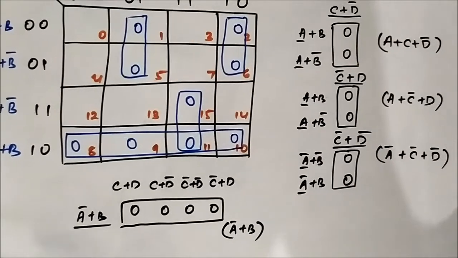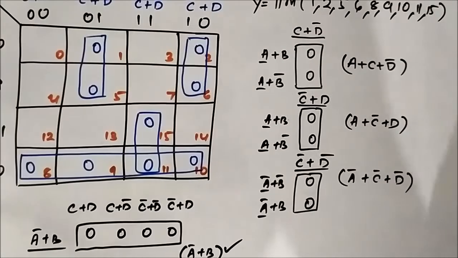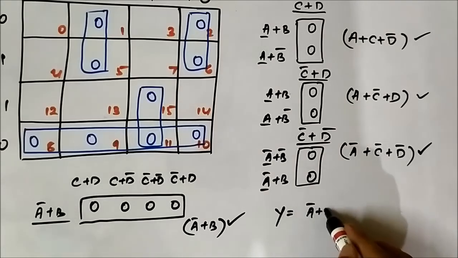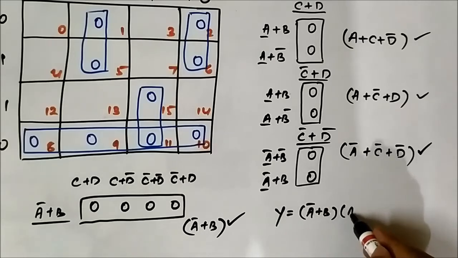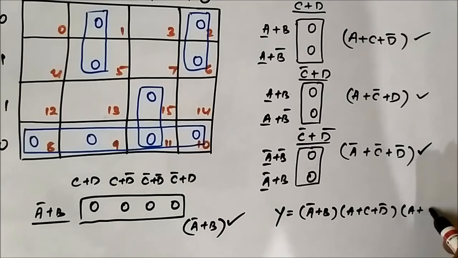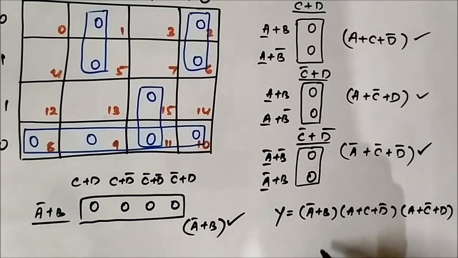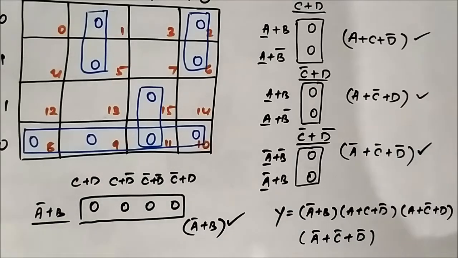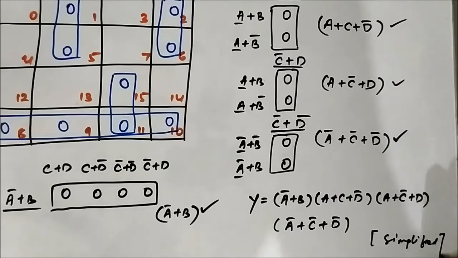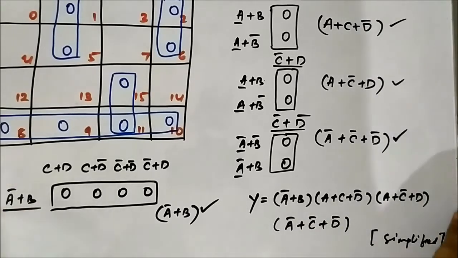So the simplified Boolean expression will be all of these combined. So the simplified Boolean expression is A bar or B, A or C or D bar, A or C bar or D, and A bar or C bar or D bar. Okay, so this is the simplified Boolean expression.